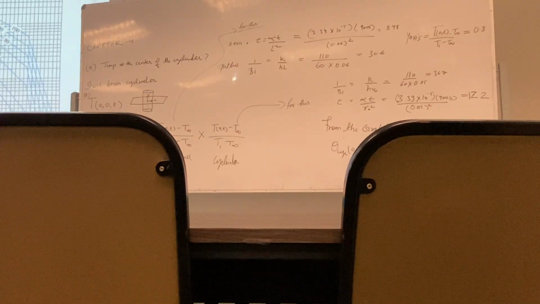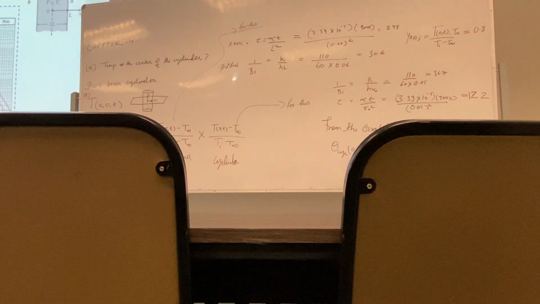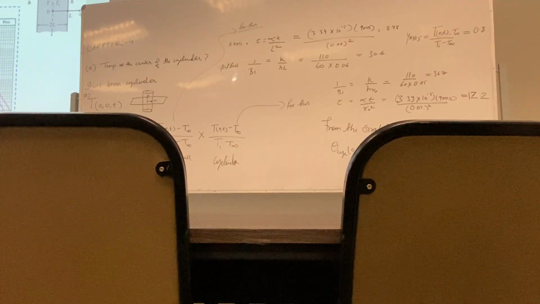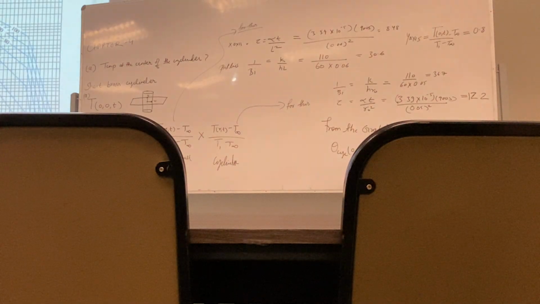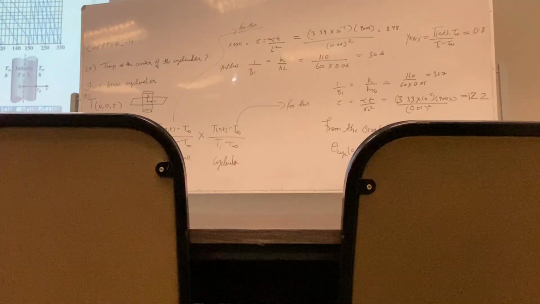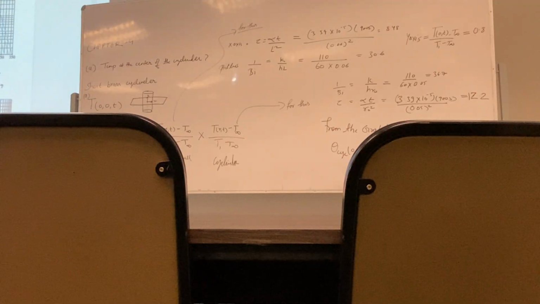The second part of this question is asking for the top surface, the center of the top surface. So which graph should I use? Plane wall and cylinder, but plane wall and cylinder have three graphs, right? The plane wall also has three graphs and the cylinder also has three graphs. So which graph should I use?